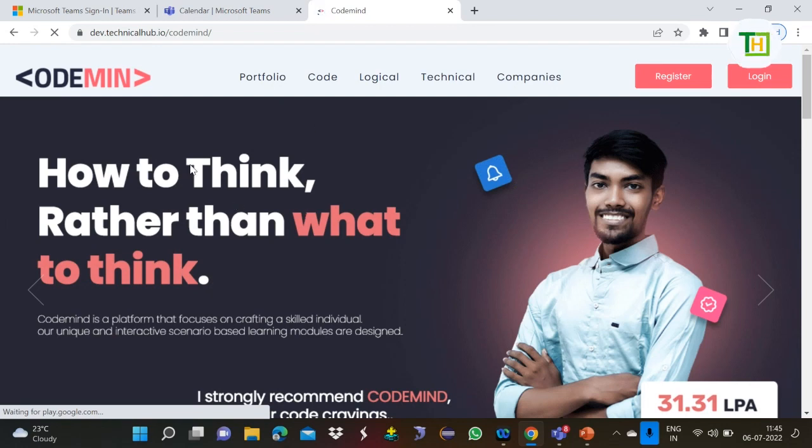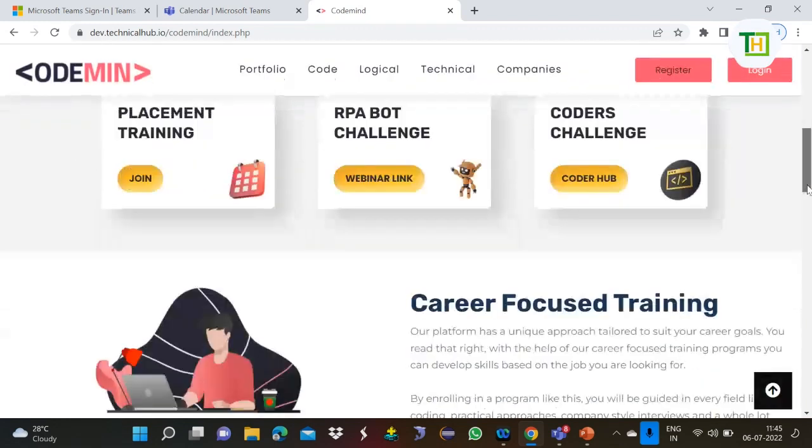Okay. So you just click on CodeMind so that it will go to the portal. Okay, fine. So placement training. You click on placement training. Hope you can see what I'm trying to say. Can you all see?